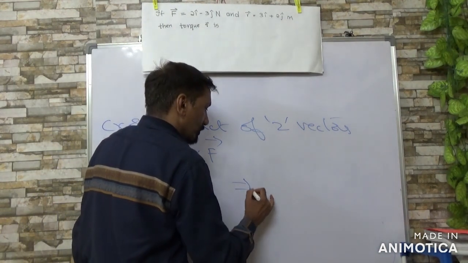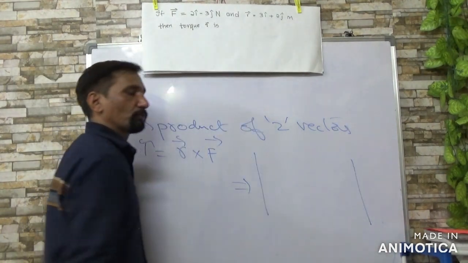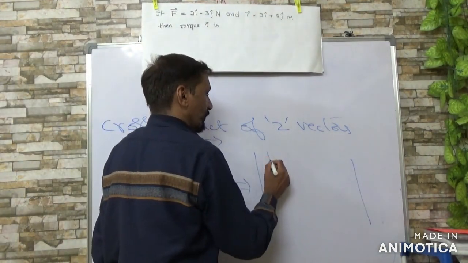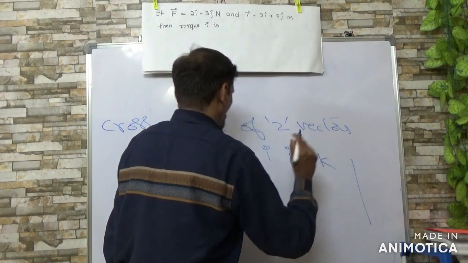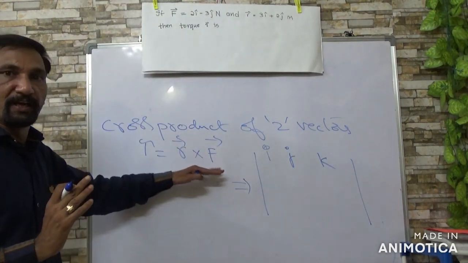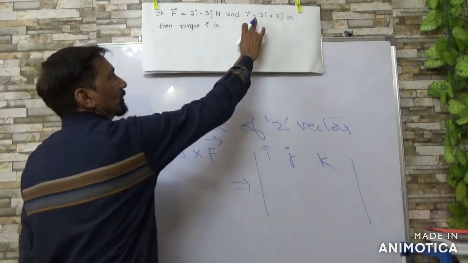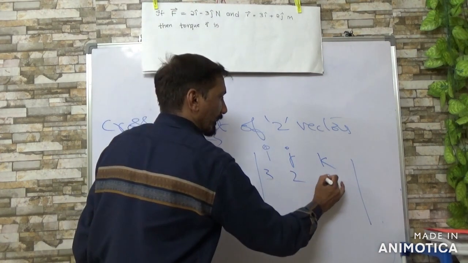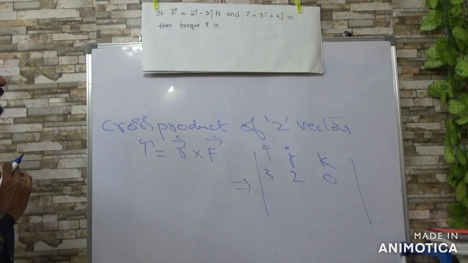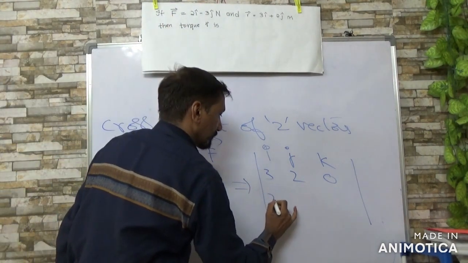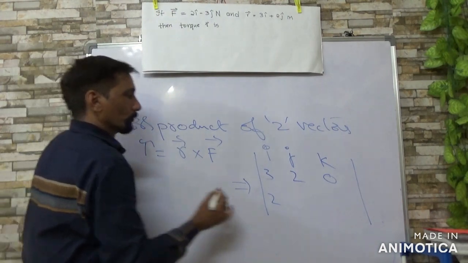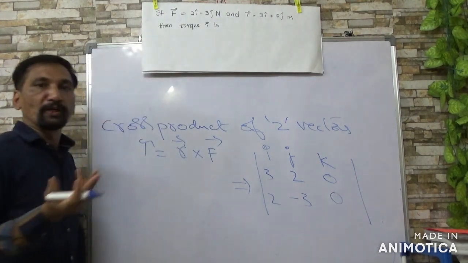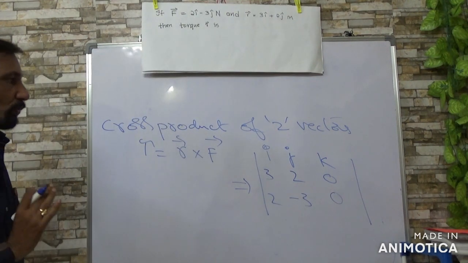Now we are going to learn how to find the cross product of two vectors. Very simple. You draw one box. In the first row you write I, J, K. You want to find R cross F. First you take R: 3I plus 2J. So the I coefficient is 3, J is 2, no K term, so take 0. Next F: the I coefficient is 2, J is minus 3, and there is no K term, that is why it is 0.